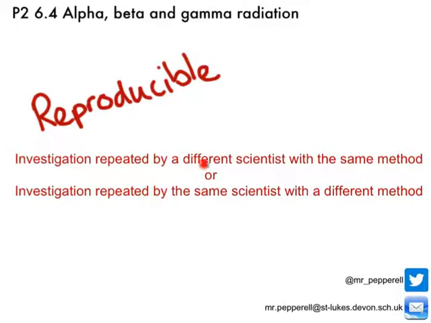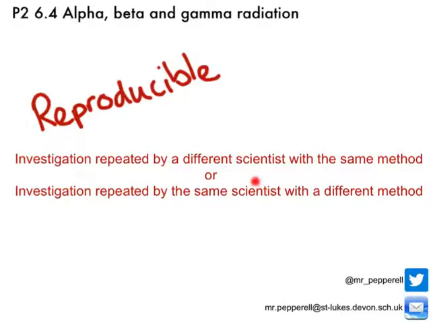It also means that the same experiment could be done by a different scientist and he would get the same results as well. But it's very important in science that results are reproducible, that people can reproduce these results, and you're checking your results basically. So we're going to do another experiment.